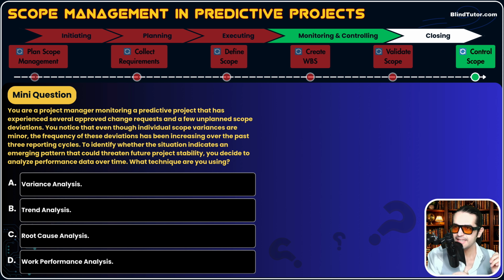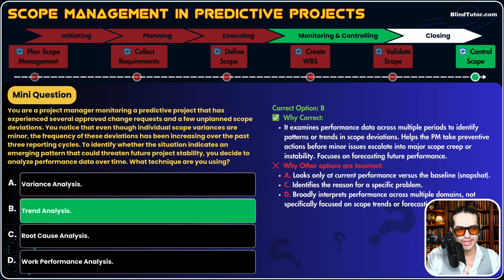This is the key statement in the question, guys. What did we say about option B, trend analysis? We said we have a bunch of data, we analyze the data, and we find a pattern to predict the future. Pattern, predict future. The question exactly mentions these two key terms: to identify whether the situation indicates an emerging pattern that could threaten future project stability.